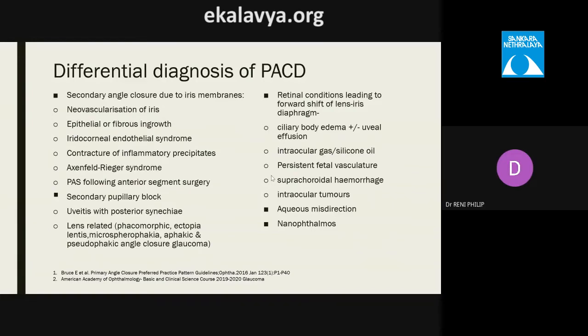Okay, so other than these conditions, is there anything that has been missed out in this? Anyone? Okay, I'll make the question easier. What is the differential diagnosis of a patient with plateau iris, like double hump sign and all? What other condition can you think of?